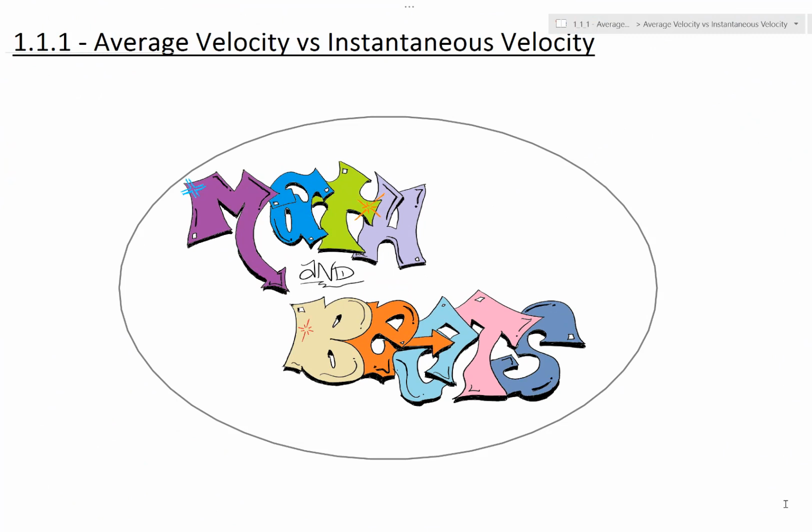Math and beats. We are here to start the conversation about calculus topics. And in order to start that initial conversation, I think we need a little motivational type of section. So this little discussion we're about to have is that motivational topic. And we are going to talk about the differences between what is an average velocity versus what is an instantaneous velocity. Let's get going here.